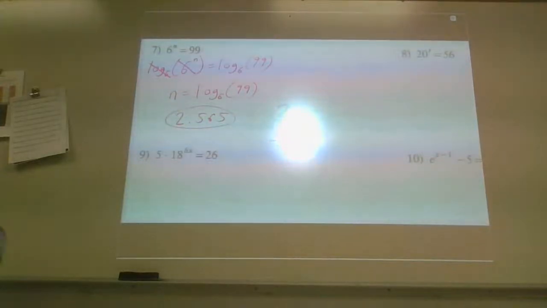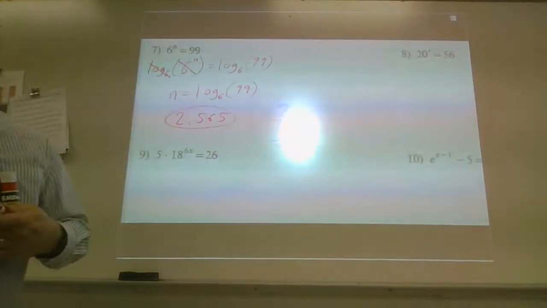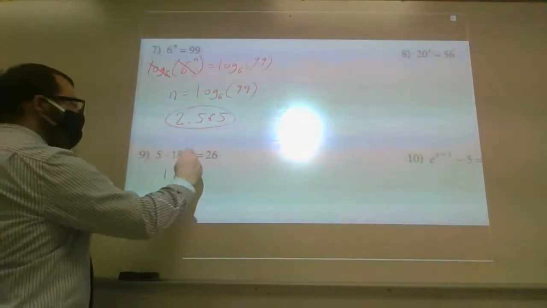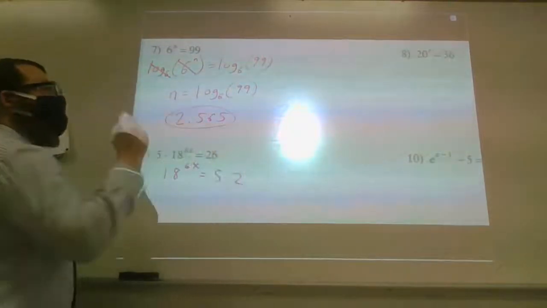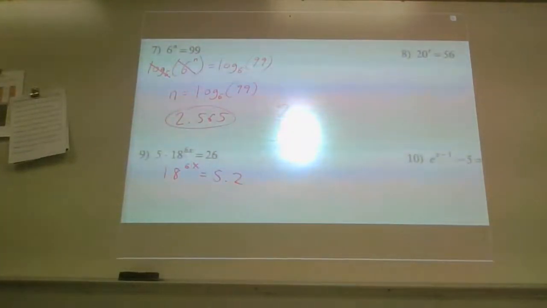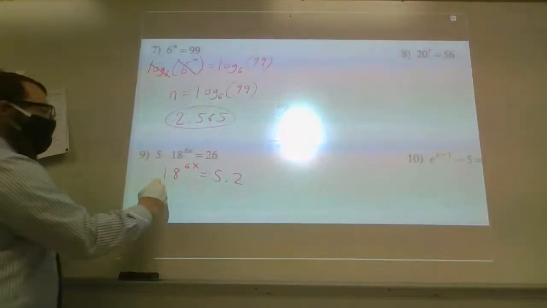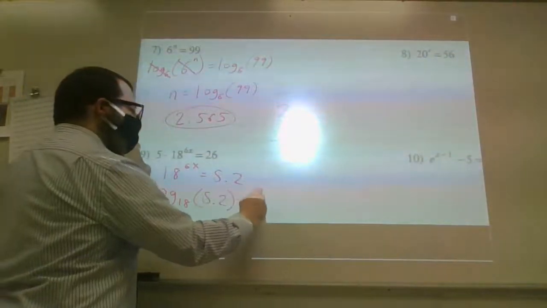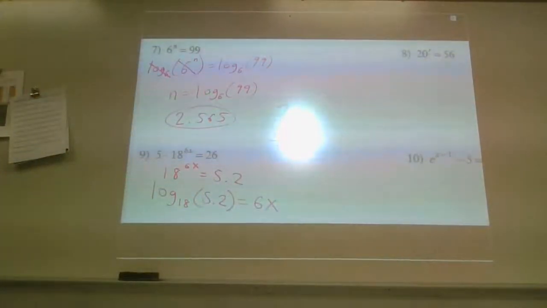For number 9, and this is the important part, the first thing that you should do is divide by 5. You have to divide by 5 to start this problem. Dividing by 5 on this problem will get you 5.2. And then we can continue with what we need to do. I'll leave this up here for a little bit because I am running a little short of time. But if you were to convert to logarithm, you would get this calculation, and then you would have to divide by 6.